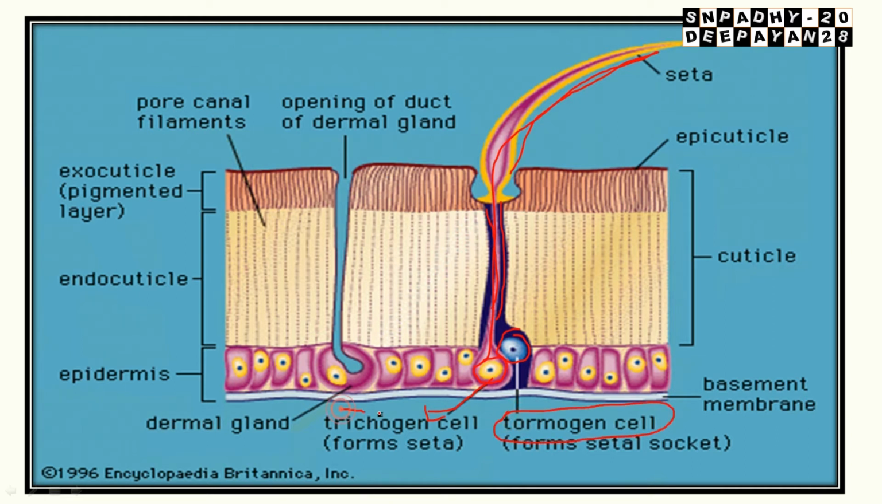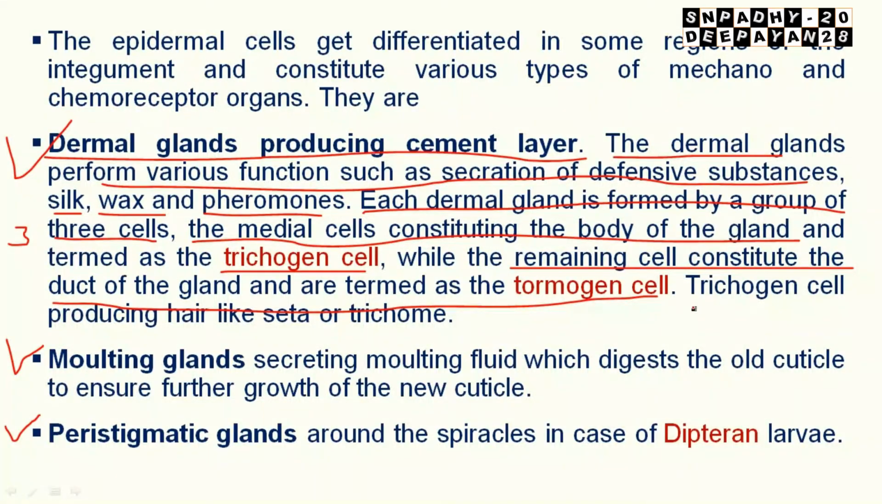It may come as a short question. The trichogen cell forms the body. The body is known as what? Seta. And the socket, the outlet, is known as what? Tormogen cells. The cells responsible for formation of the body are known as trichogen cells, and the socket is called tormogen cells. It may come as a short question. This trichogen cell produces hair-like setae or trichome. That is also called what? Trichome. The name is trichome. That's why the cell names are trichogen and tormogen. Okay, the first one is completed.